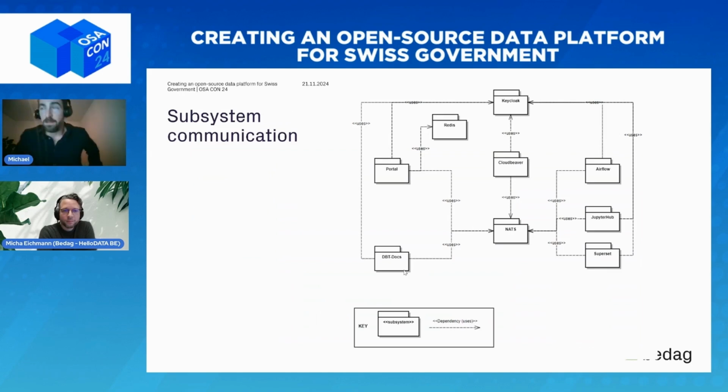And here we have a quick overview of the subsystem communication, where we see that NATS as the middleware is in the center, where all the subsystems use NATS to communicate and synchronize between one another. We also have CloudBeaver integrated to allow the customers to directly view the data behind the dashboards if they so choose. And we currently use Keycloak as an authentication solution.